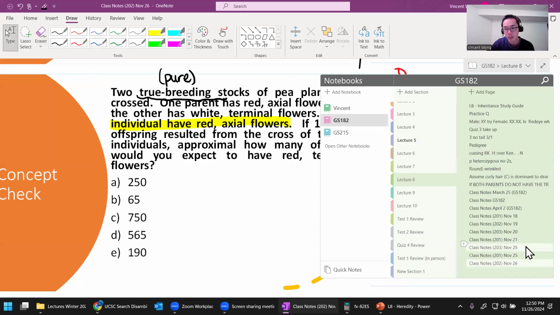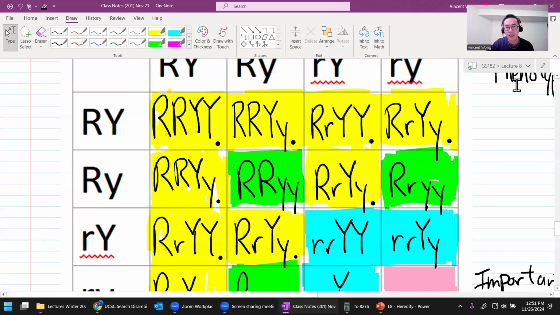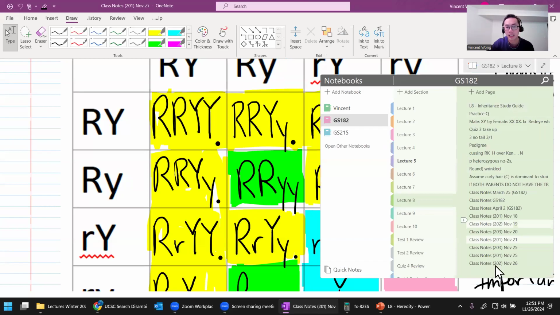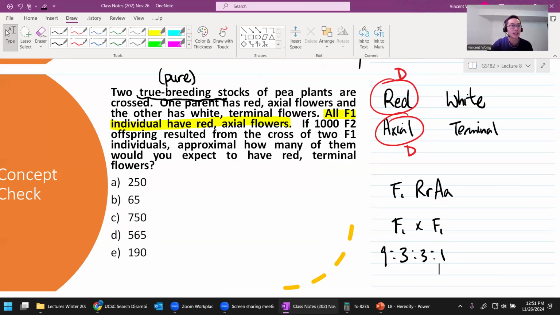Let me just quickly show you what we did last week. Right, we did this 4 by 4, right? And the takeaway from this 4 by 4 table is that the ratio will always be 9:3:3:1. It will save you time on the test to not have to create that table. And what is the question asking? Of the 1,000 individuals, how many do you expect to have red and terminal flowers? Okay, so red is dominant, and axial is dominant. That's this one, DD, right?